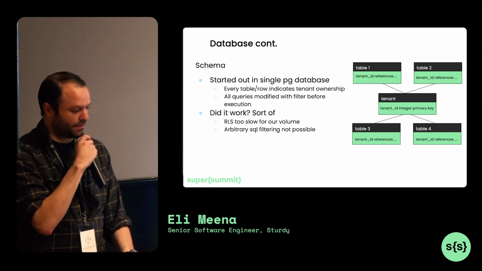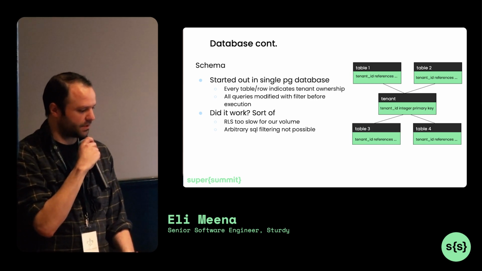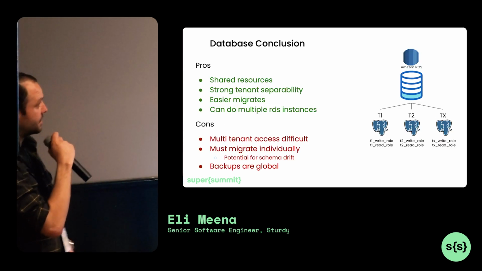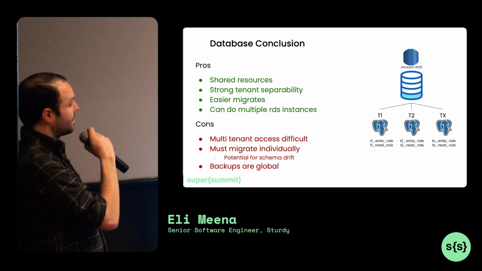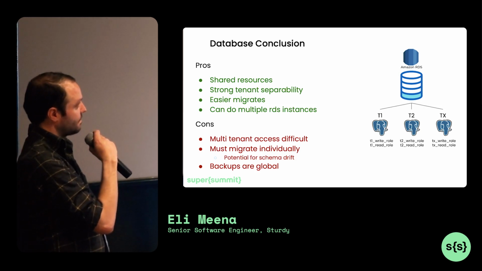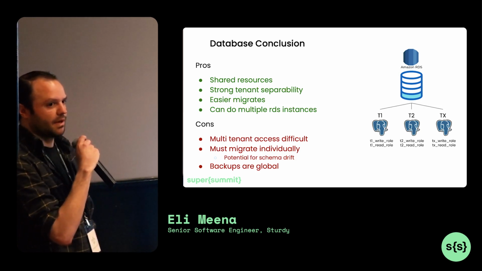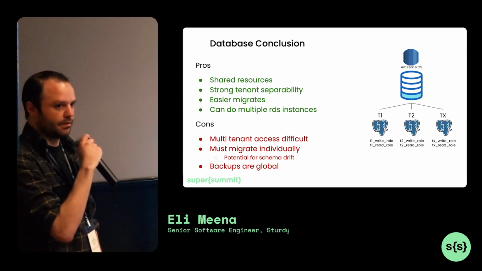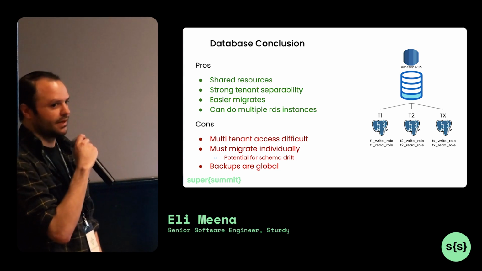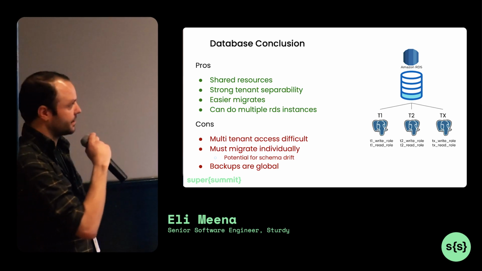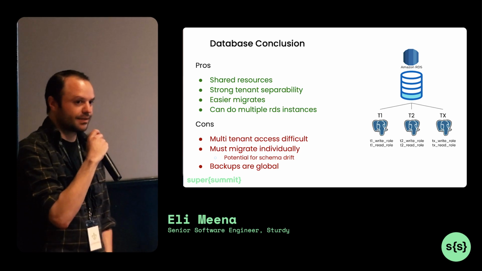I'm actually just going to skip over this to save some time. So in general, the conclusion about what we went for with the database: having one RDS instance is very nice for the shared resources, but we also get the benefit of strong tenant separability. Those database connections are only to one tenant. You can't screw it up, basically. Easier migrates in general.